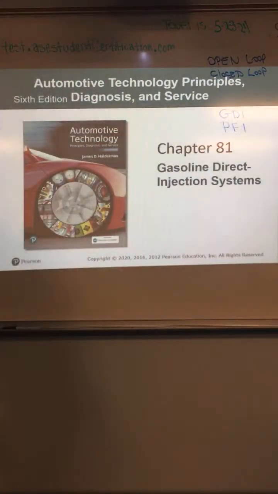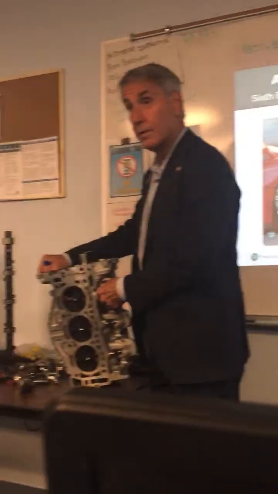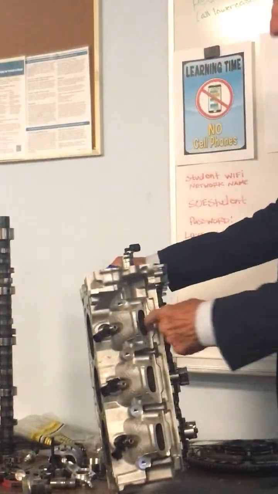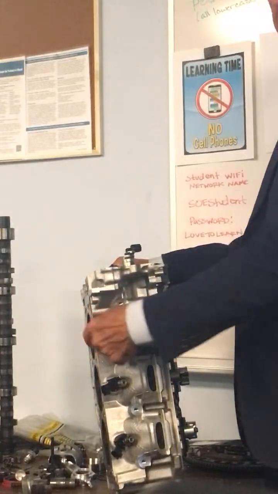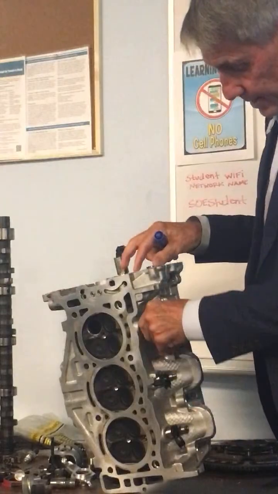Here is a cylinder head off of a direct injected engine. See where the injectors go in? Combustion chamber, right there, right? Not into the intake port, right into the combustion chamber. Okay?